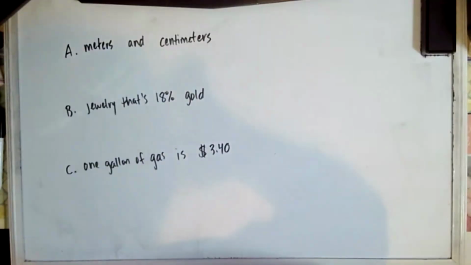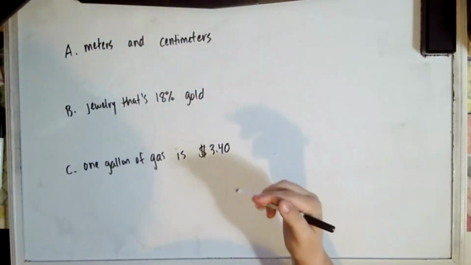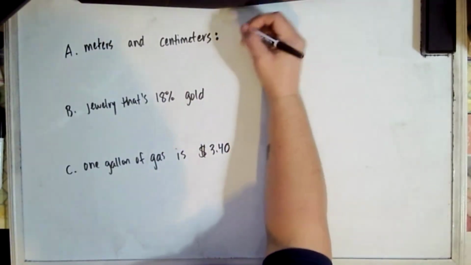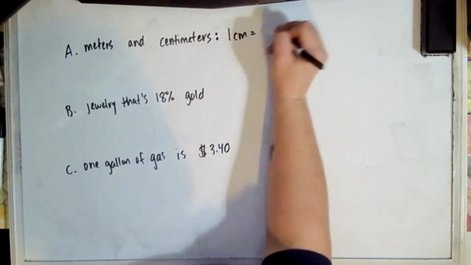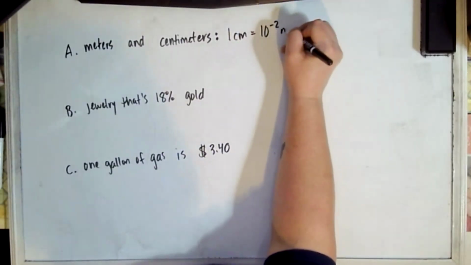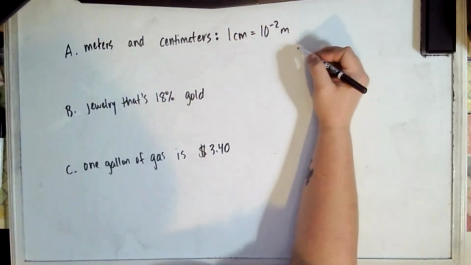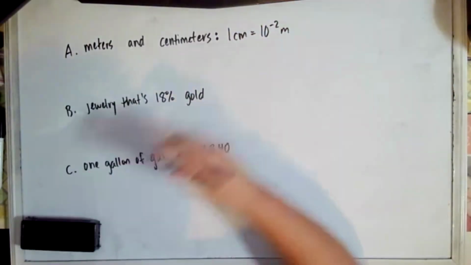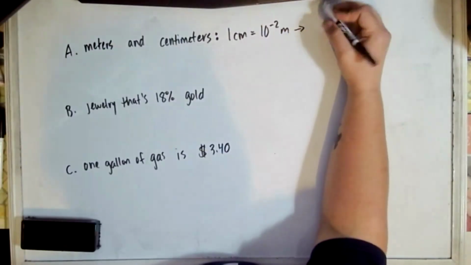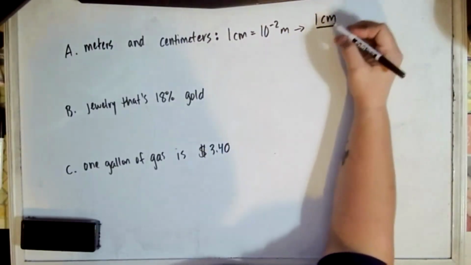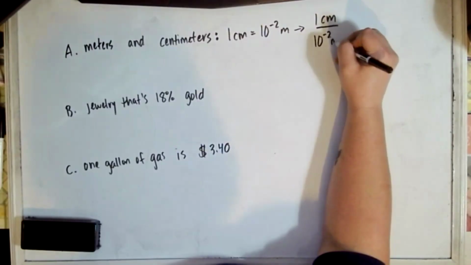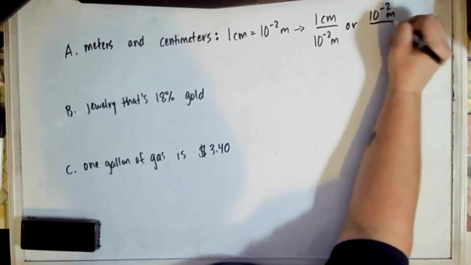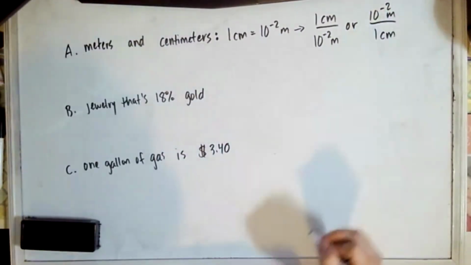All right, so we'd start for each of these by writing out the equality, our relationship between centimeters and meters. Every 1 centimeter is going to be 10 to the negative 2 meters. That's our equality. And then we can build our conversion factors from that. So we'll do 1 centimeter over 10 to the negative 2 meters, or 10 to the negative 2 meters for every 1 centimeter.